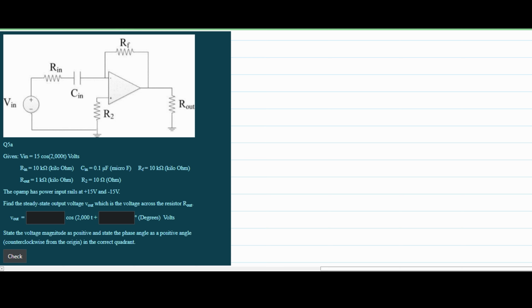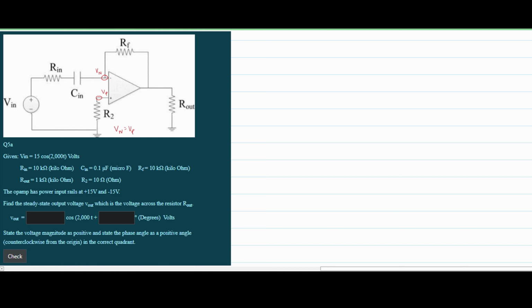We need to state the voltage magnitude as positive and state the phase angle as a positive angle as well. This is going to be counterclockwise from the origin, and this will be in the correct quadrant. So taking a look at this, the first thing that we can do is use the node voltage method. We have some voltage going in here and some voltage going in here. This is going to be Vn because it's a negative and Vp because it's a positive. We know that Vn always equals Vp.